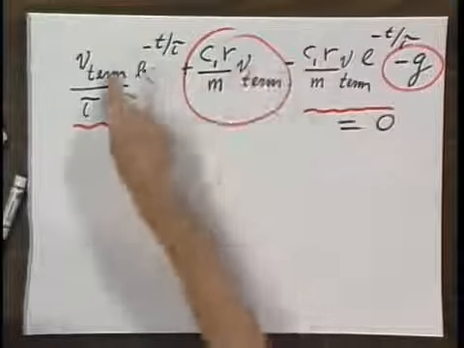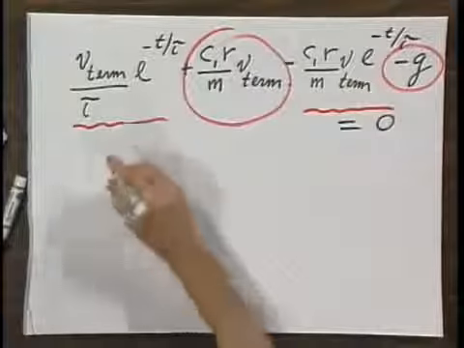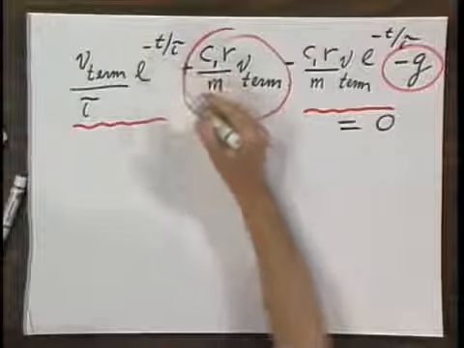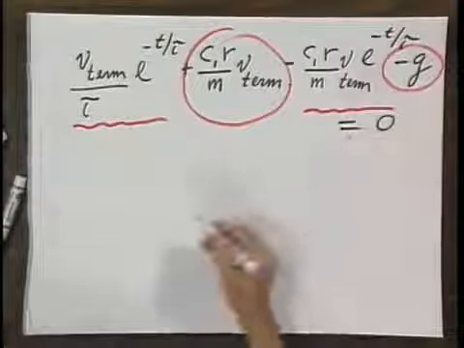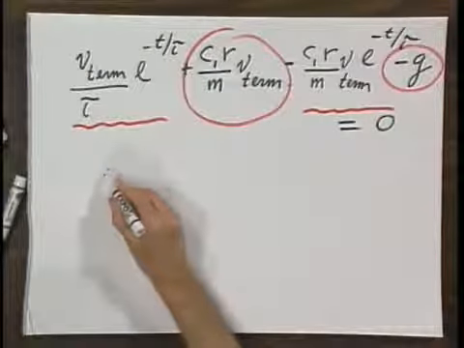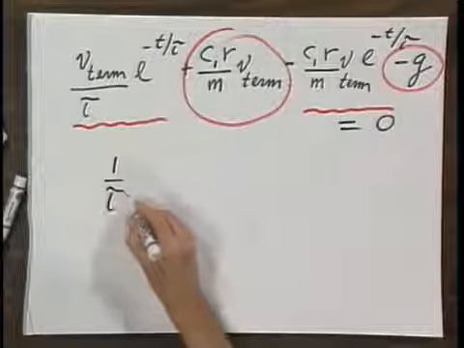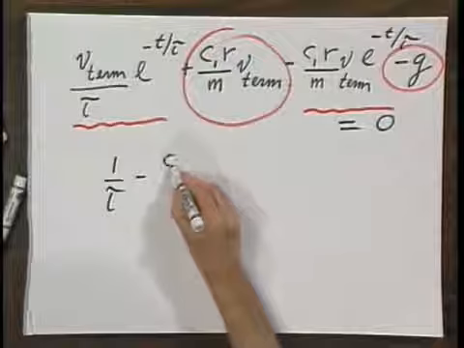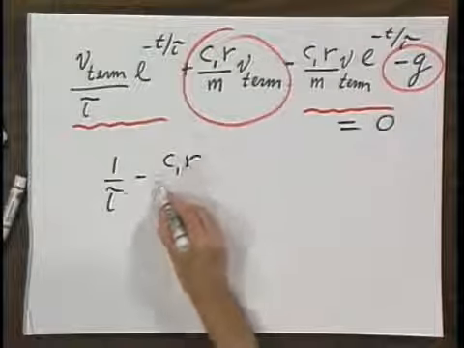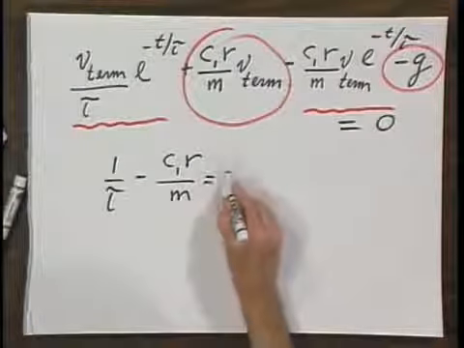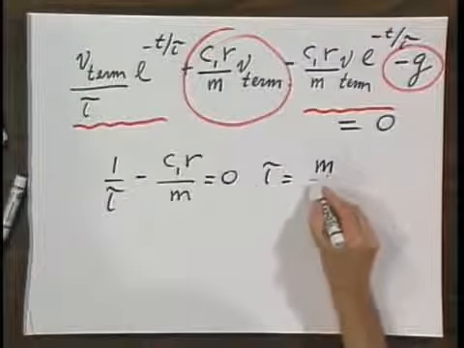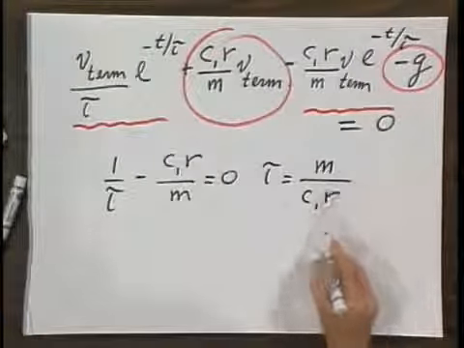Well, if I first take these two, my v term cancels, they have that in common. My e to the minus t over tau cancels, they have that in common. And so I find that 1 over tau minus C1 r over m equals 0. Therefore, tau equals m divided by C1 r.